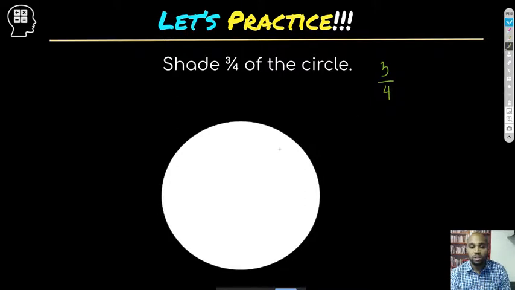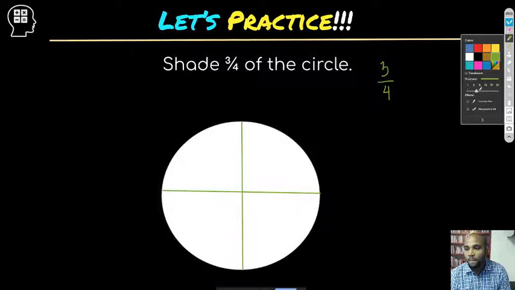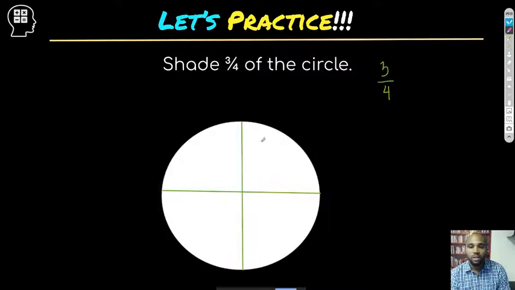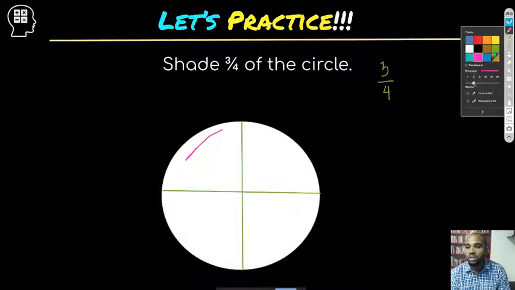So since I know it's divided into 4 sections, I'm going to cut this so that it's divided into 4 sections. I'm going to do my best here. It's not going to be perfect, but I'm going to get as close as I can. There we go. So that's 4 sections, and I'm interested in, let's see, can I do a highlighter? We'll make it as thick as we can, and we'll do a different color. So we're interested in 3 out of these 4 sections, so we're going to color in 3 out of these 4 sections.